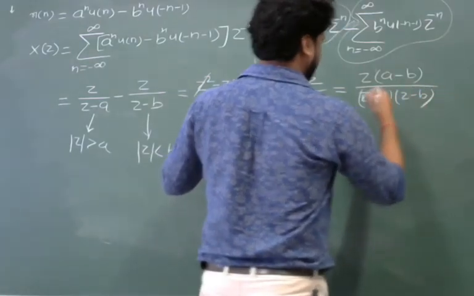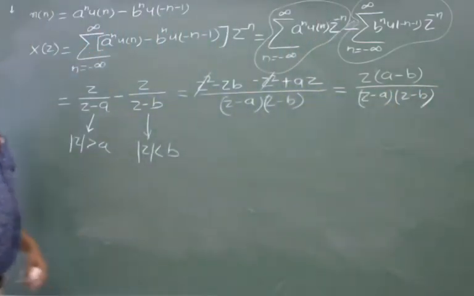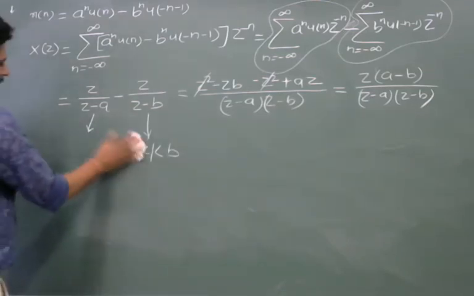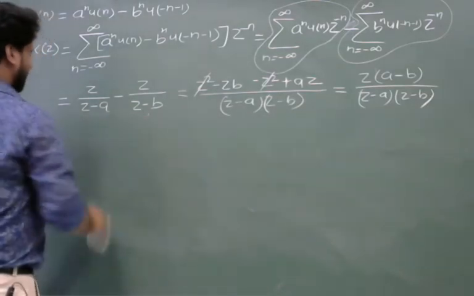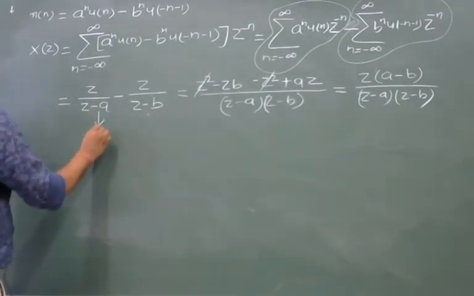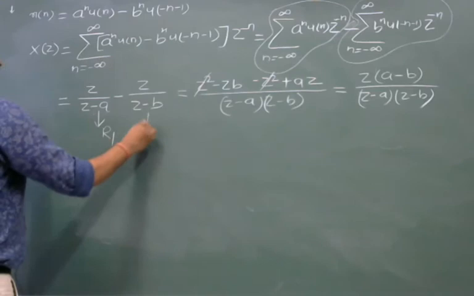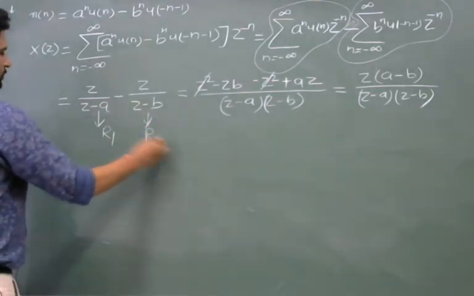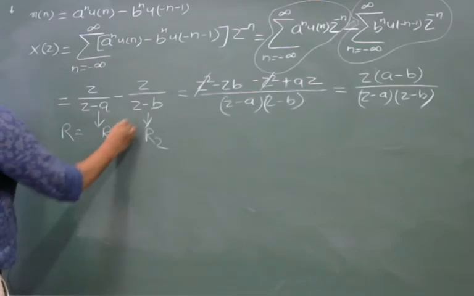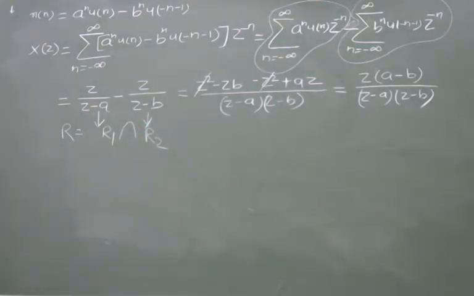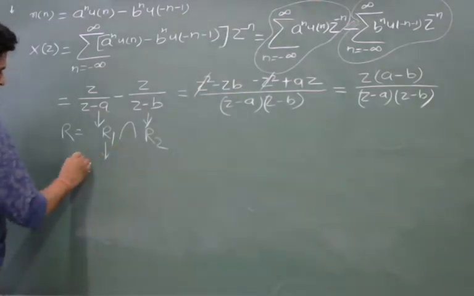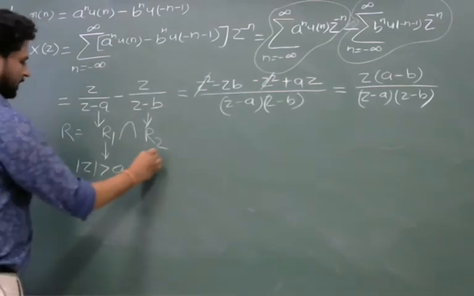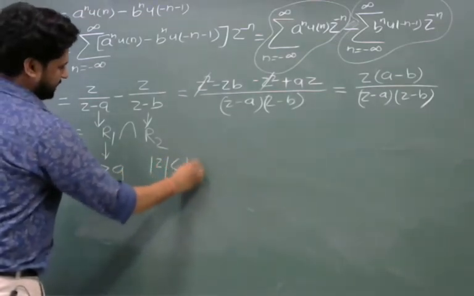But what will be the combined region of convergence for this given signal? Suppose this region of convergence is R1 and this region of convergence is R2. The combined region of convergence will be the intersection of these two regions of convergence. R1 says mod z should be greater than a, and R2 says mod z should be less than b.